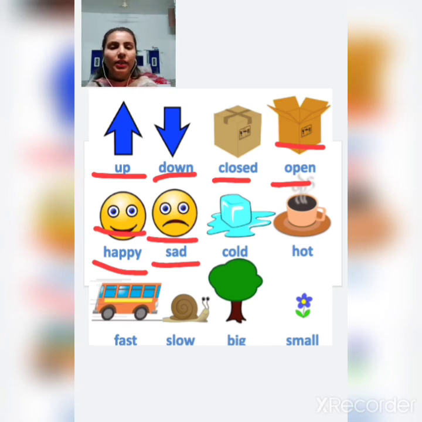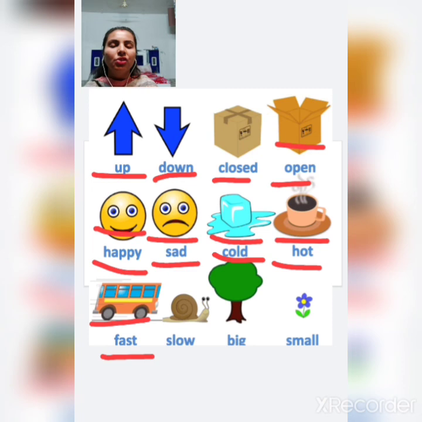face. Similarly, C-O-L-D, cold, and this ice cube shows that it is cold. And the opposite of cold is H-O-T, hot, and this teacup shows that this is a hot tea. So this shows that it is hot. Next is FAST, fast, and this movement of the bus shows that it moves at a very fast speed. And similarly, SLOW is the opposite of fast, and we all know a snail walks very slow.